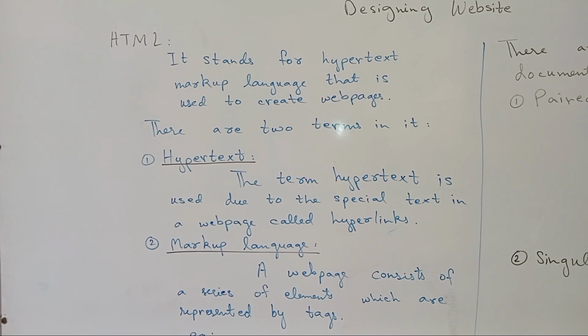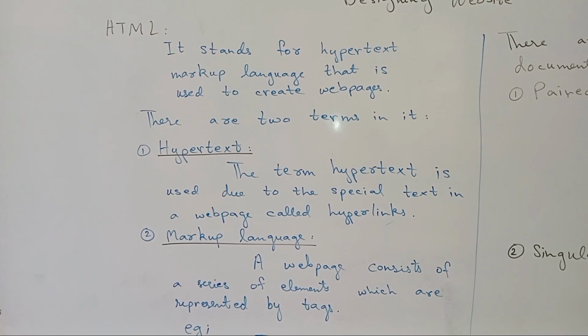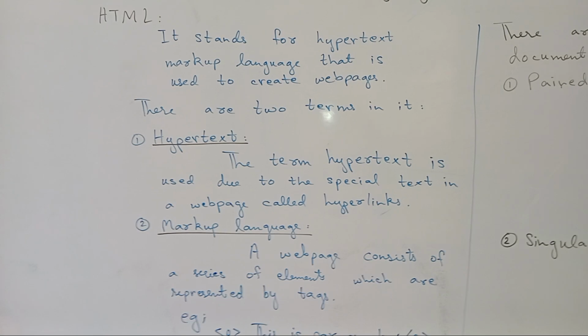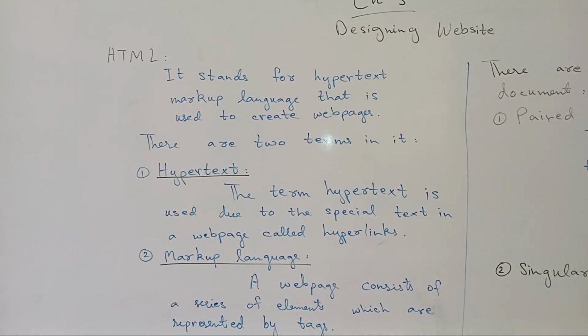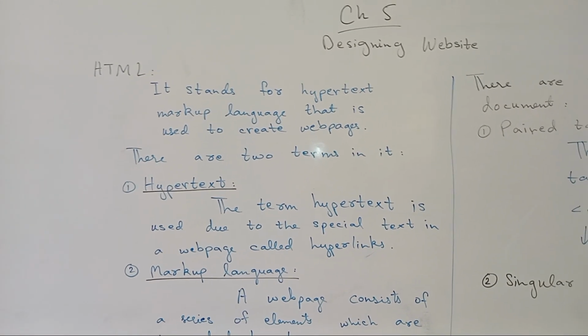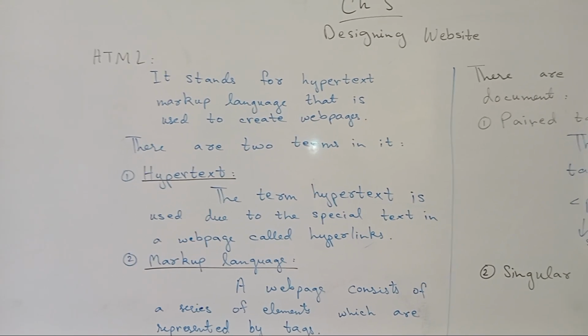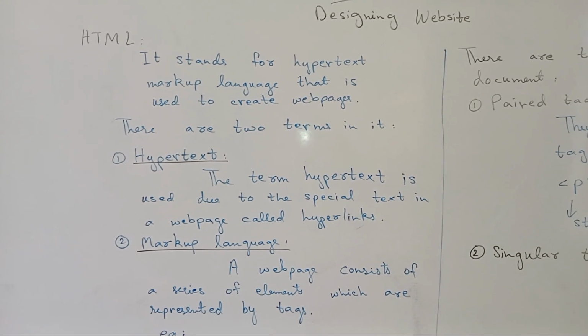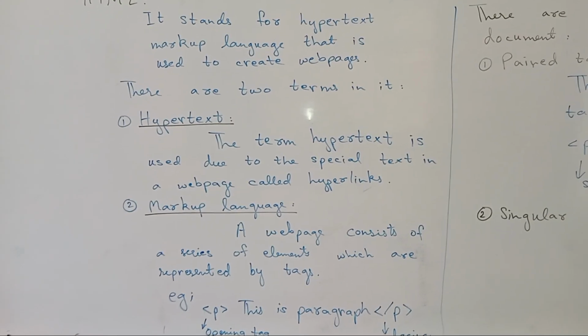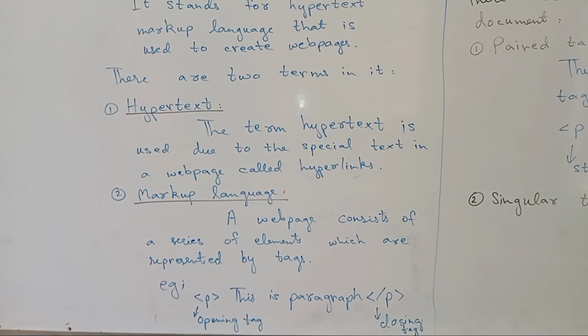Now HTML tells the browser how the contents are structured inside a web page, right? So that is the basic purpose of HTML. Basically it is used to create web pages, right? So it consists of two terms. Number one is hypertext, and second one is markup language.